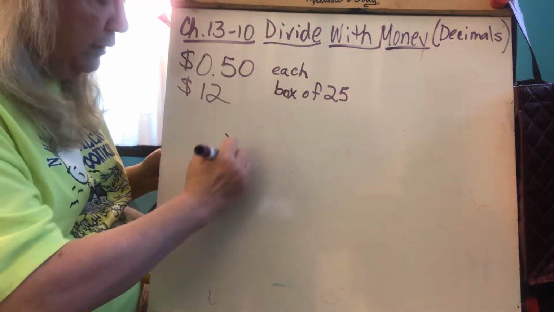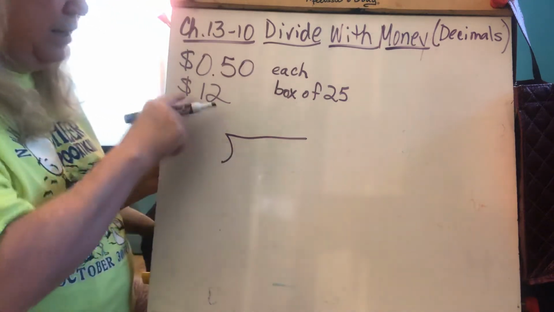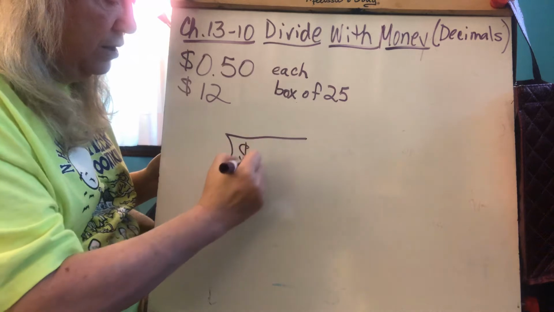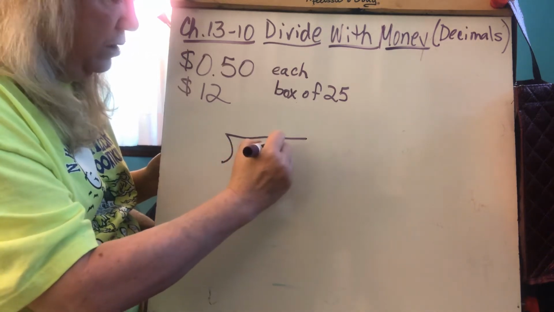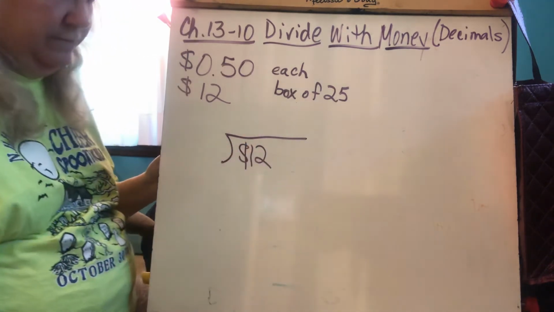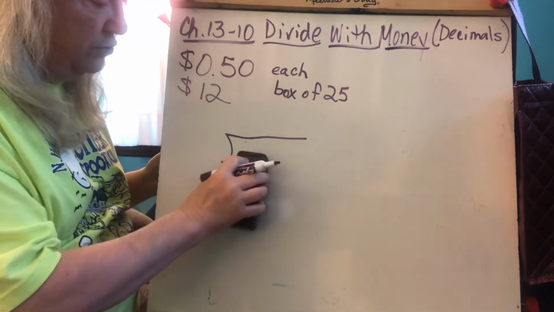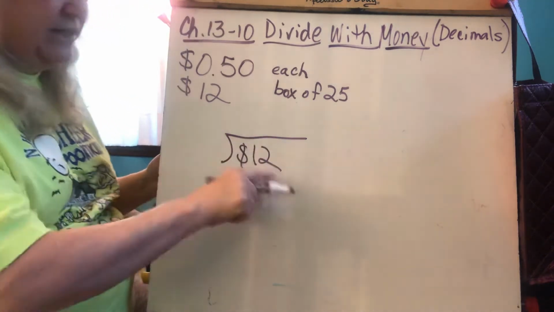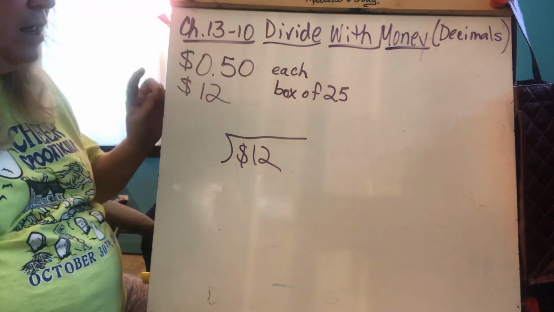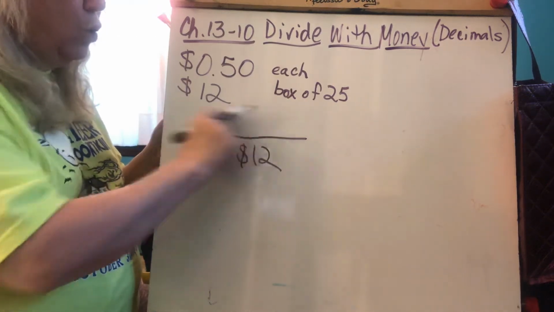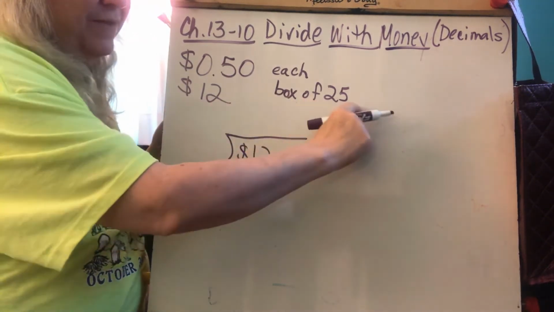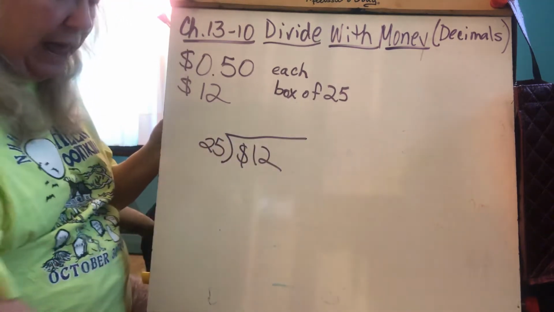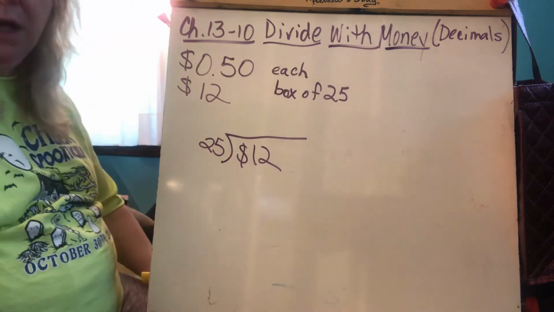So let's set up our division problem. We'll put our total cost underneath because it is our dividend. I'm going to space that out a little bit because I almost wrote 25 instead of writing 12. 12, because that's the total cost. And then I'm taking this whole cost of $12 and I'm dividing by each of the 25 cards that are inside to figure out how much one card would cost.